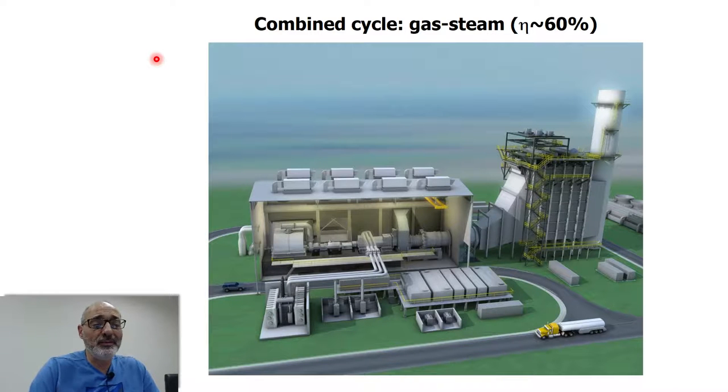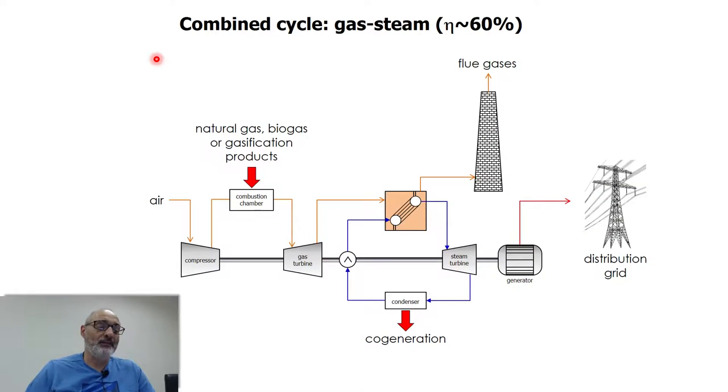So let's start with the combined gas steam power plant. Let me see. I'm going to explain the cycle here, then I'll show the picture. So a combined gas steam cycle, whose efficiency we're going to calculate, is around 60%. It combines a gas cycle with a steam cycle. So let's follow the working fluids. You start by burning some fuel, by getting heat from some heat source, by burning gas, biogas or gasification products, for instance.